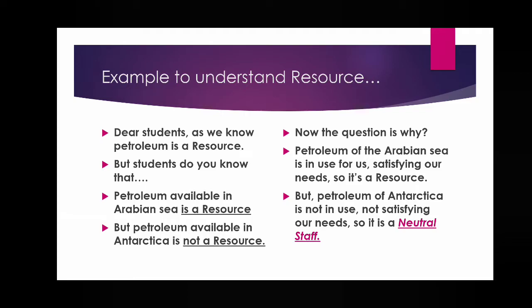That means it is fulfilling our needs. Which petroleum is fulfilling our needs? The petroleum of the Arabian Sea. So it is called what? Resource. But petroleum of Antarctica is not called a resource. Why? Because it is not in use till now. So it is called what? Neutral stuff. Clear? Everything is clear, students? Now come to the next.